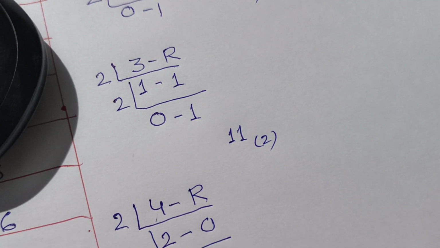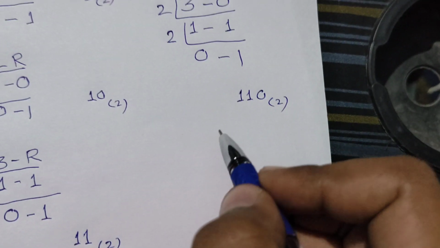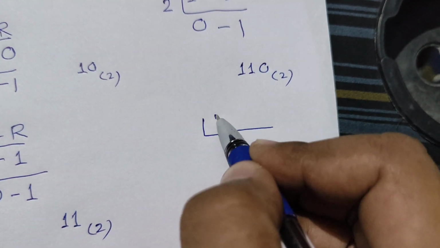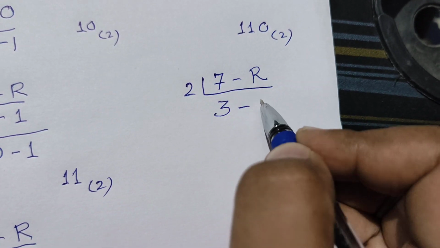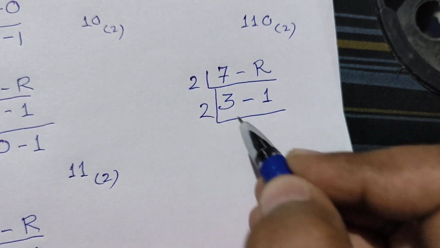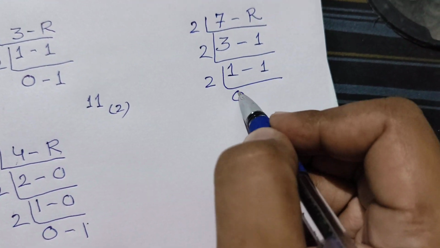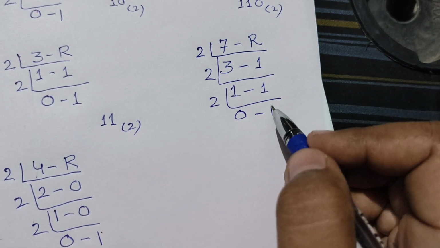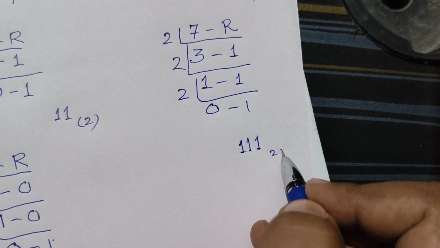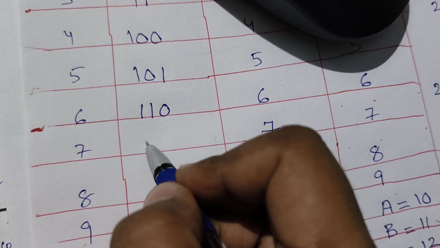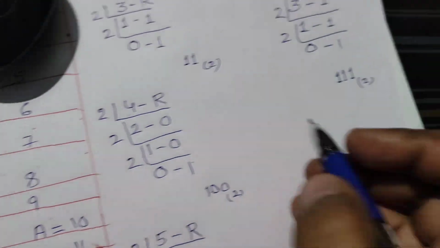Next one, 7th one, 7 remainder. Now this becomes 2 3s are 6, remainder is 1. Again 2 1s are 2, remainder 1. Now this becomes 2 0 1. So the value of 7 in binary number system is 111, 111 to the base 2. So this is 7, 111. Next we have 8.